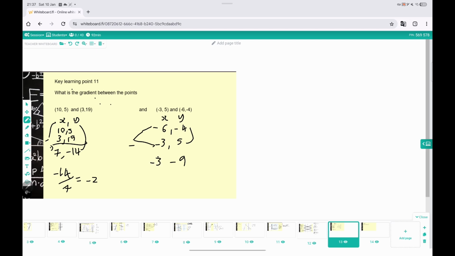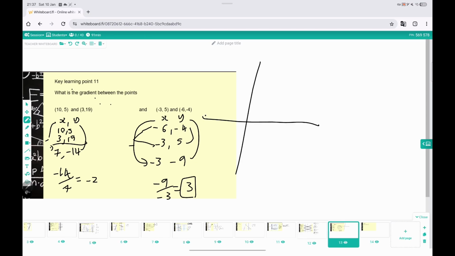And when we do our change in y divided by change in x, minus 9 divided by minus 3, we actually get a gradient of positive 3. So actually, despite all the negatives we've got there, the gradient between those 2 points is positive. You might think, well, hang on, what's going on there? Let's do a rough idea of where those coordinates are. Minus 3, 5 is across to the left and up here somewhere.